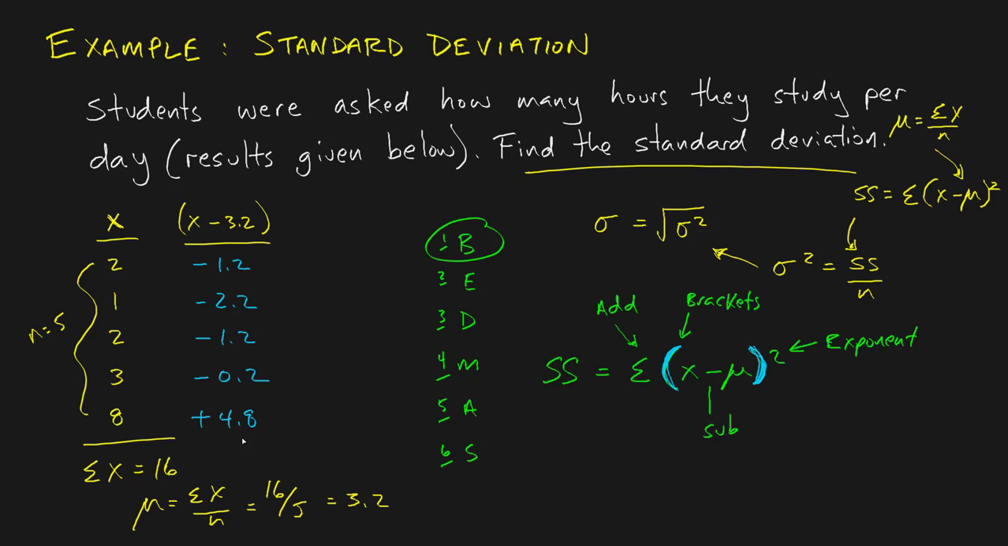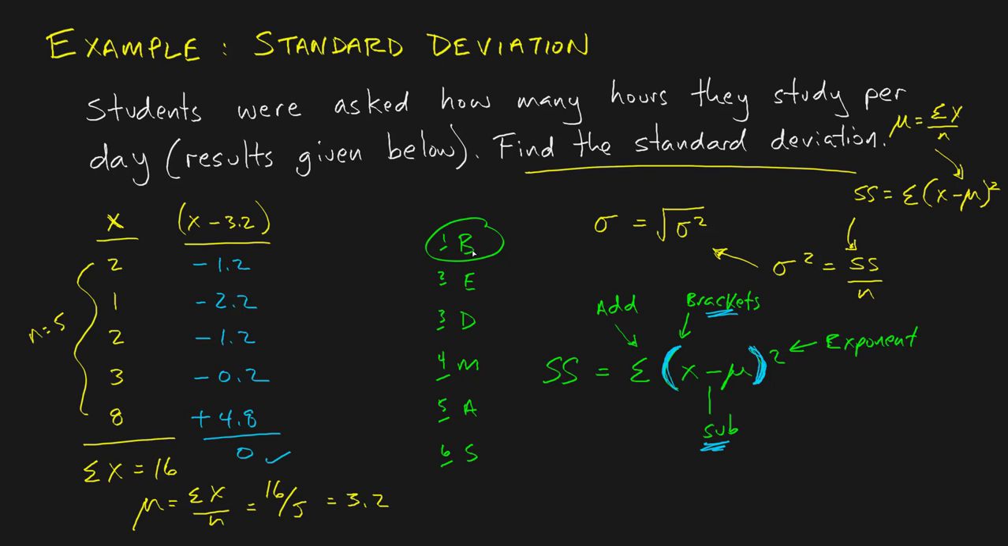If I've done this right, it has to come out to be 0 when I add them up. So let's see if that works. These are negative, so let me rephrase that. Negative 1.2, take away 2.2, I'm at negative 3.4. Take away another 1.2, I'm at negative 4.6. Take away another 0.2, that is negative 4.8. Add a positive 4.8, it totals up to 0. So far that's working out. So I've dealt with the subtraction that was inside of the brackets.